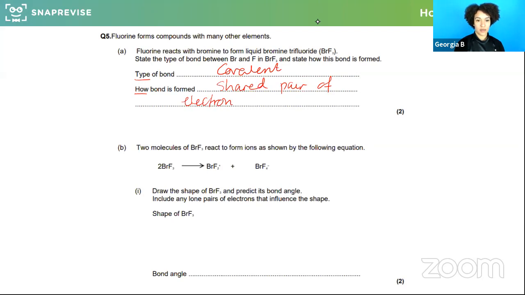Gone again? Am I still here? It's still pausing? I don't know why, because the Wi-Fi I'm using is fine. I'm not sure what's happening.